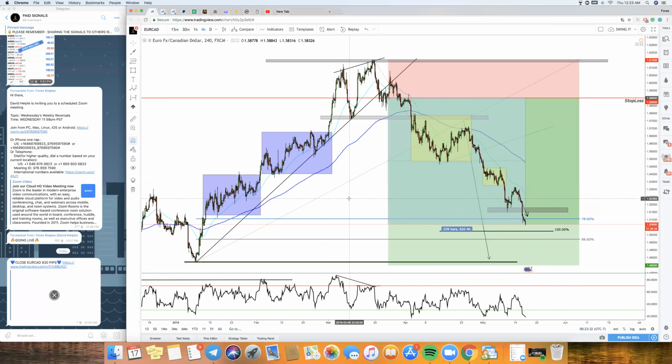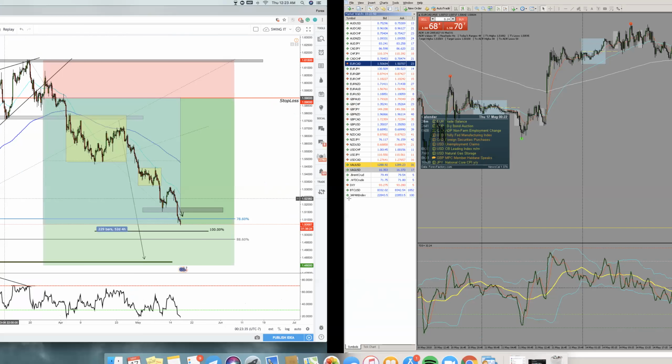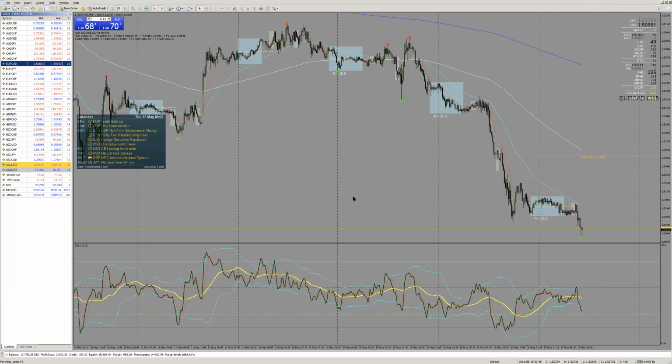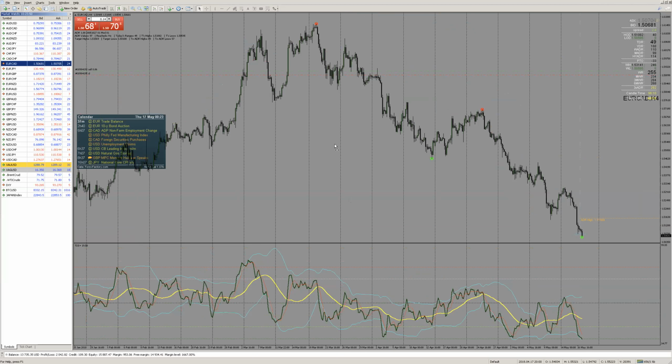All right, I think you guys can see it. Euro CAD, trade 840 there, 4-hour time frame. The trade was from here, a nice sell right about there, and that was 840 pips. So that's a nice trade for us.